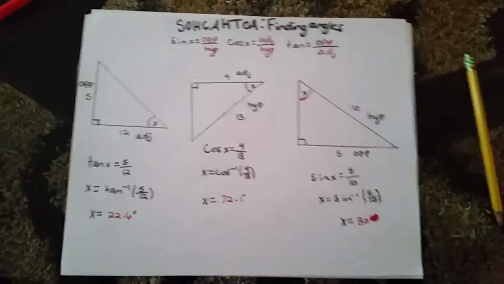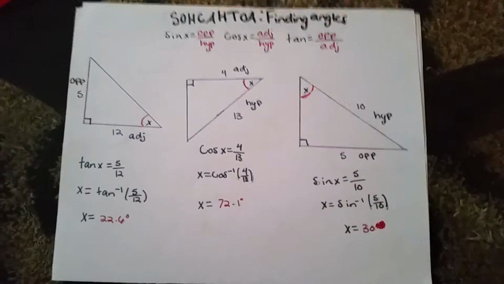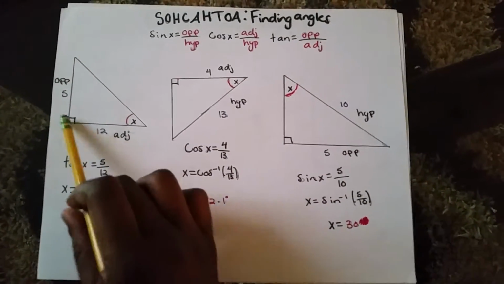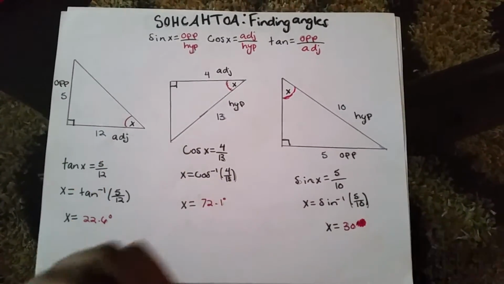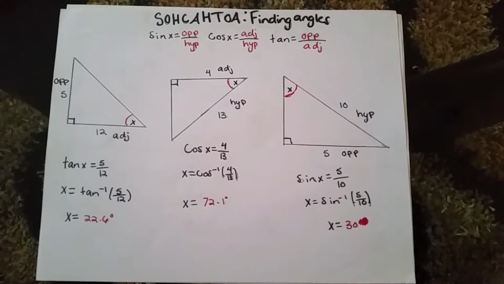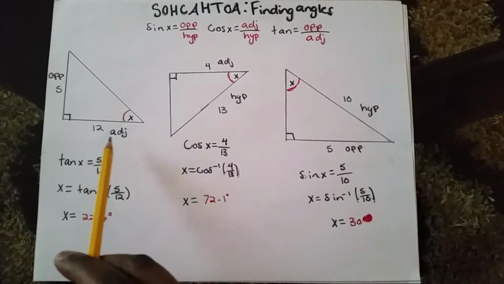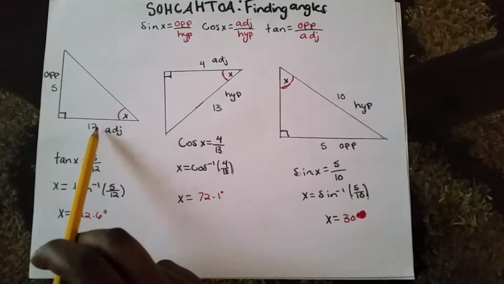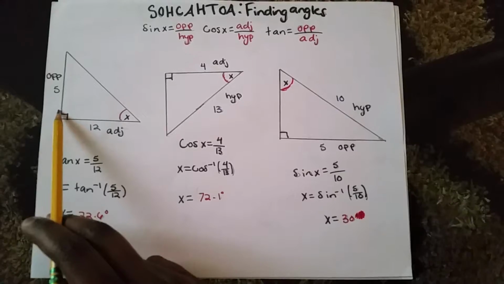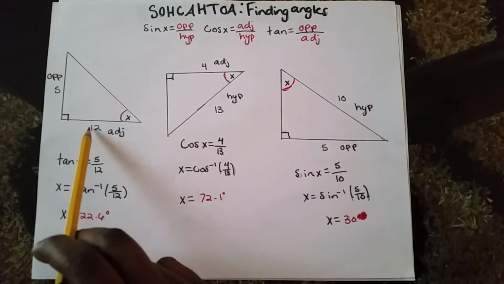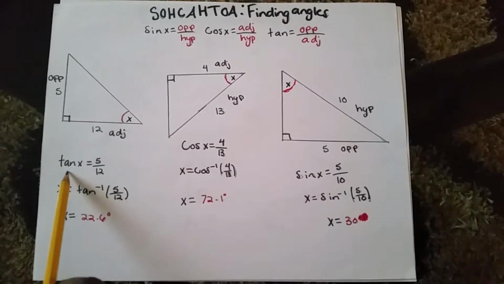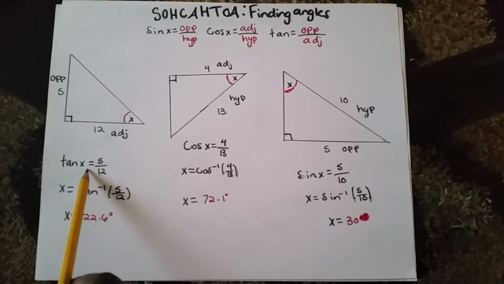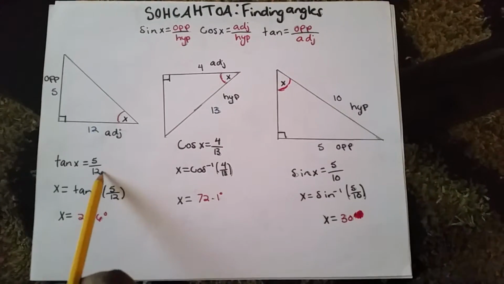Okay, so finding angles. When you're finding angles, you're going to be given two sides and then the missing angle. Since you're on this equation, you're given the opposite and you're given the adjacent. So the equation is going to be tangent. So you do the tangent of x equals 5 divided by 12.